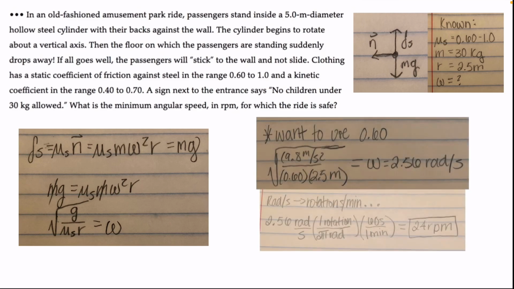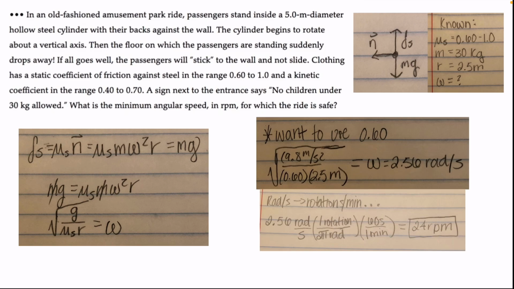And we already discussed that that coefficient is going to have to be the 0.6, that static one, since we don't want the person to move. You only use the kinetic coefficient when there's actual motion that's being opposed.